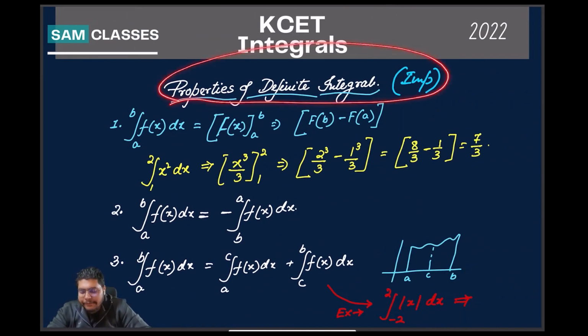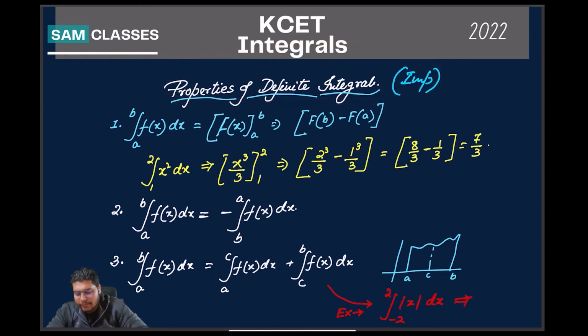Next is the property of definite integrals. Very important, at least one question you can see from here, minimum one I'm telling. Now what is the first property? If you already understand the process of integration, once you have done the integration, you can just put the limits. First integrate and then put the higher limit minus the lower limit. So f of b minus f of a, that's simple.